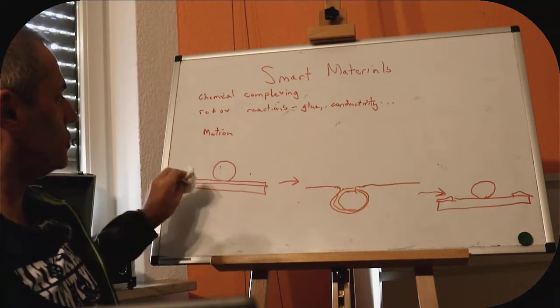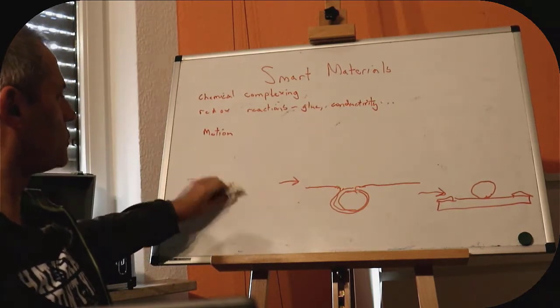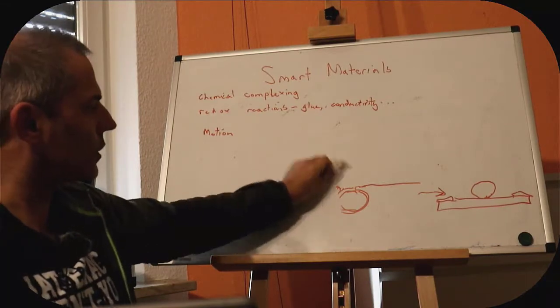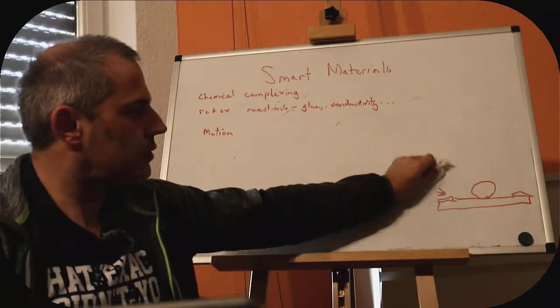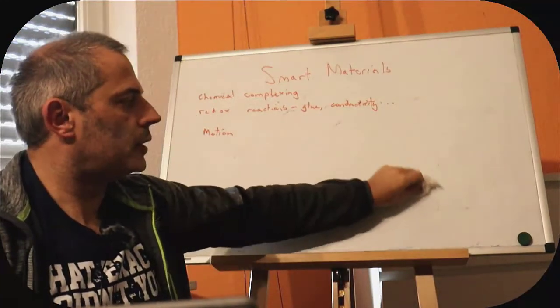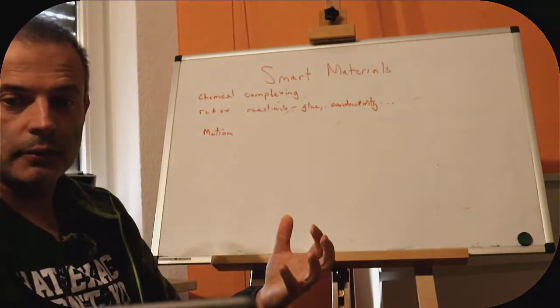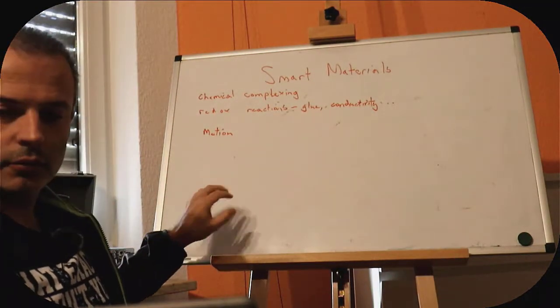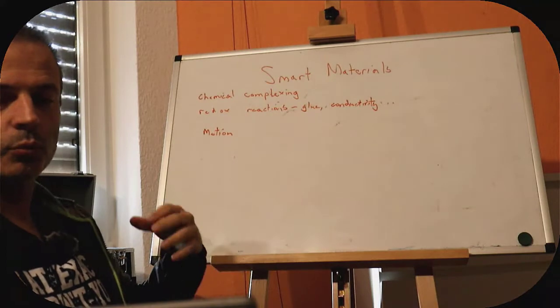How else could we do this, or how else could we generate motion? So we've already had the redox reactions generating motion by creating swelling. We can change surface tension, which causes motion.